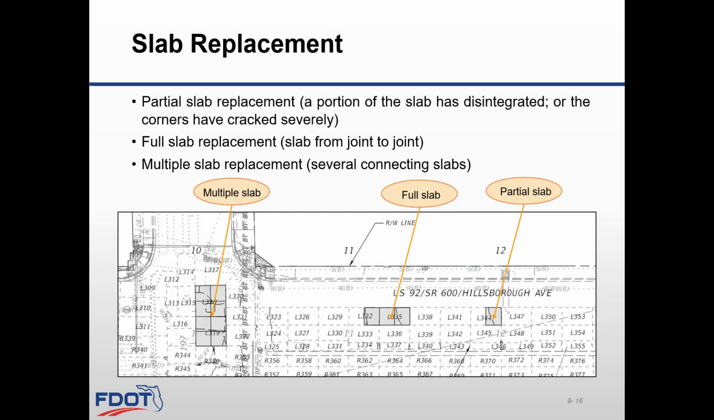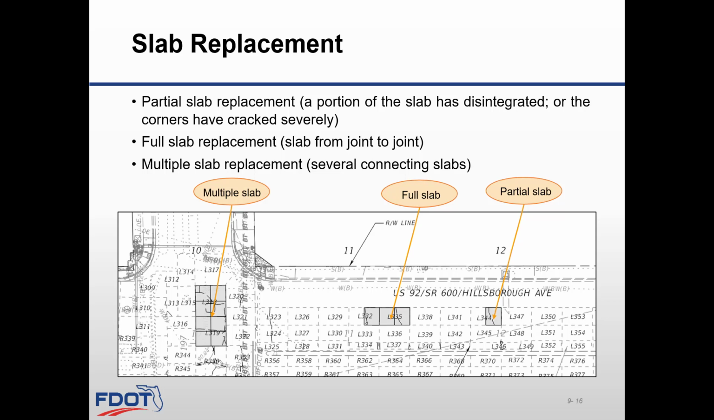Slab replacement includes partial slab replacement, which is a portion of the slab that has disintegrated or the corners have cracked severely, as shown on the right side of the slide. Full slab replacement is a slab from joint to joint, as shown in the center of the slide. A multiple slab replacement is several connecting slabs, as shown on the left side of the slide.